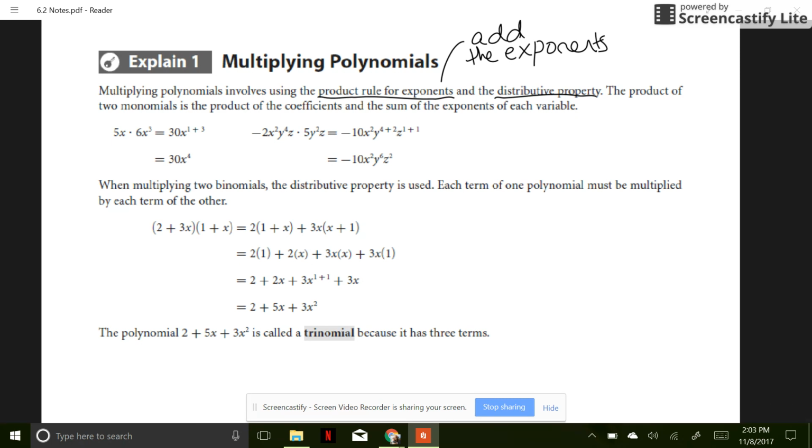The product of two monomials is the product of the coefficients and the sum of the exponents. So when we multiply 5x times 6x cubed, we will multiply the constant terms to get 30 and add the exponents. So x to the 1 plus x cubed to get x to the 4th.